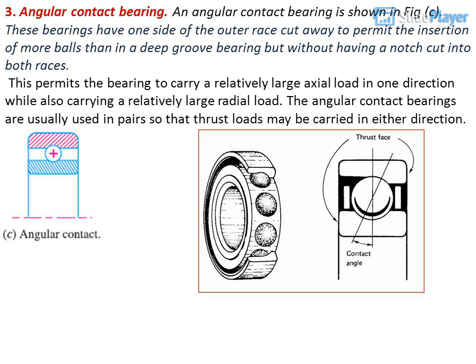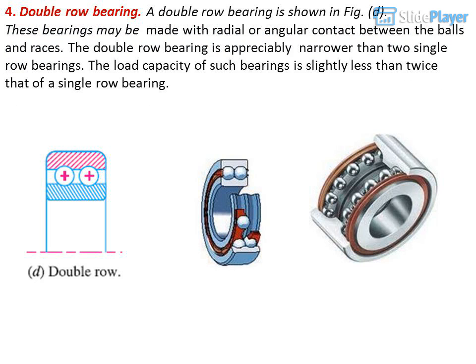3. Angular contact bearing. An angular contact bearing is shown in Fig. C. These bearings have one side of the outer race cut away to permit the insertion of more balls than in a deep groove bearing, but without having a notch cut into both races. This permits the bearing to carry a relatively large axial load in one direction while also carrying a relatively large radial load. The angular contact bearings are usually used in pairs so that thrust loads may be carried in either direction.